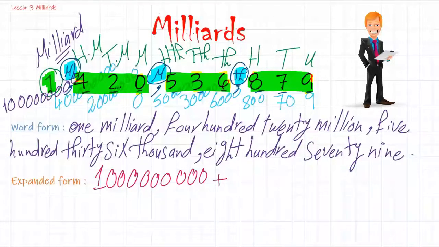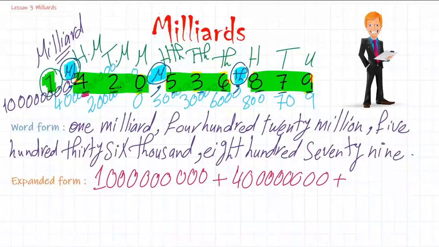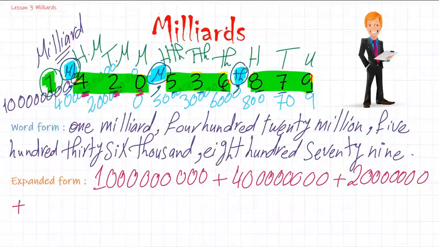Plus we have 4 here, right? 4, and to the right of it 1, 2, 3, 4, 5, 6, 7, 8. So replace it with 8 zeros. Plus 2, 7 zeros. Plus 0, there is no value of 0, so skip it. 5, and how many digits to the right of 5? 1, 2, 3, 4, 5, so replace it with 5 zeros like that.